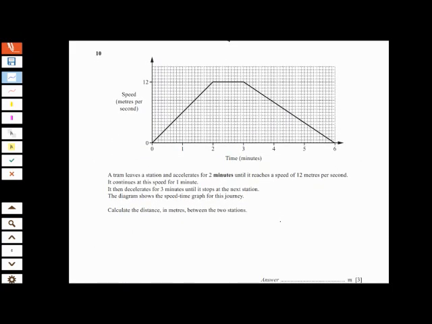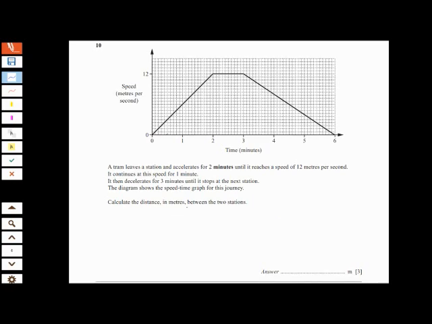Alright, for this one, calculate the distance in meters between the two stations. All you have to do is find the area under the graph, which is a trapezium. Using the formula to find the area of a trapezium, it's half times b, which is this line, plus a times height. So for this, these units are in minutes, but we want them in seconds. Because this is meters per second, it's not meters per minute. So we have to convert the minutes to seconds and use the formula.